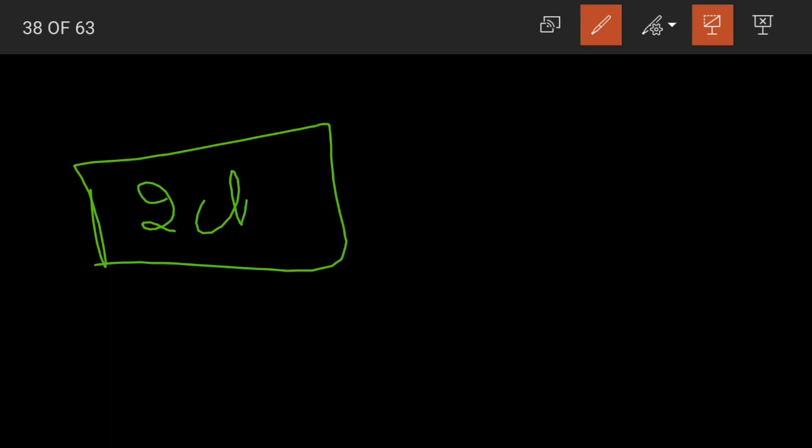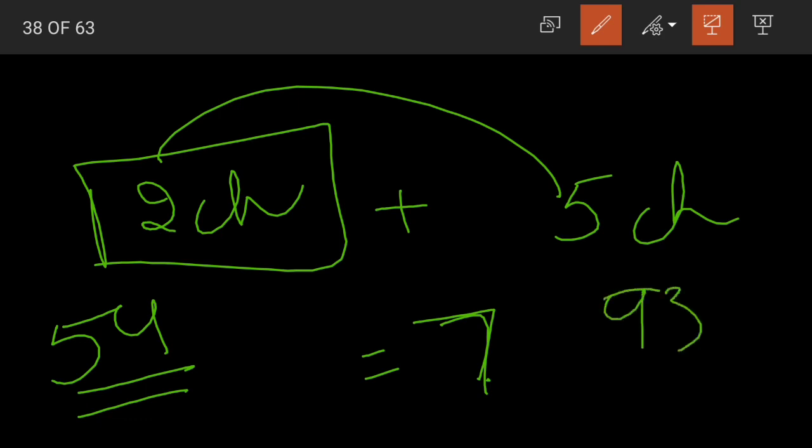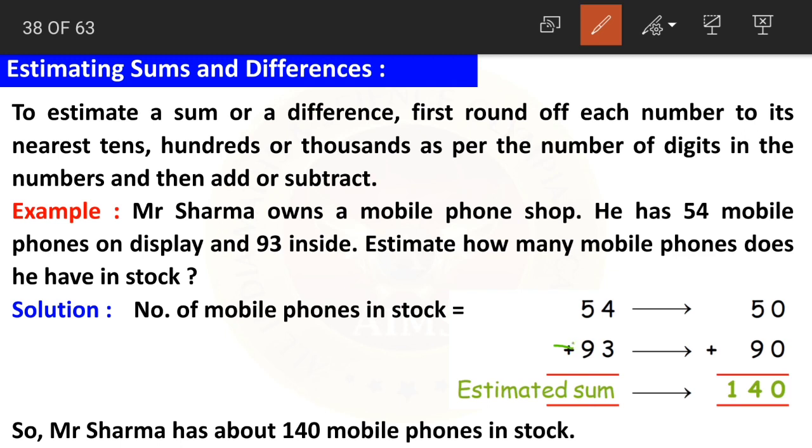Okay, suppose, children, when you are going to school, in your lunch box you have 2 chocolates, and in your bag inside you have 5 more chocolates, okay? So what will be the total number of chocolates you have? It will be 7. 2 plus 5, 7. Yes, in the same way, Mr. Sharma has 54 phones on display and 93 he has inside. Now how will we find out the total number of phones he has? We add these two numbers, 54 plus 93.